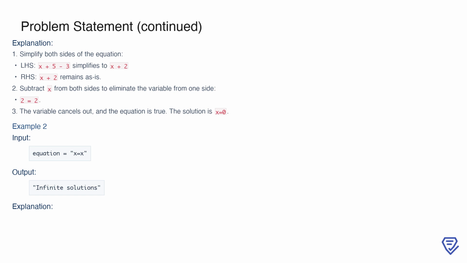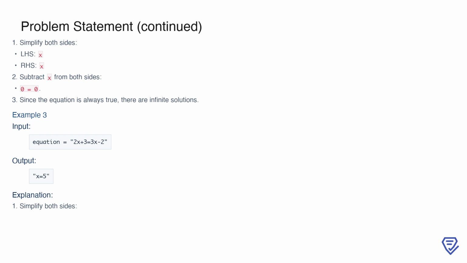Now, consider another example where the input equation is x equals x. The output in this case would be infinite solutions. If we analyze the equation x equals x, we can see why the output is infinite solutions. Simplifying both sides, the left-hand side is simply x, and the right-hand side is also x. Subtracting x from both sides gives us 0 equals 0. This is always true, regardless of the value of x, which means there are infinitely many solutions to the equation.